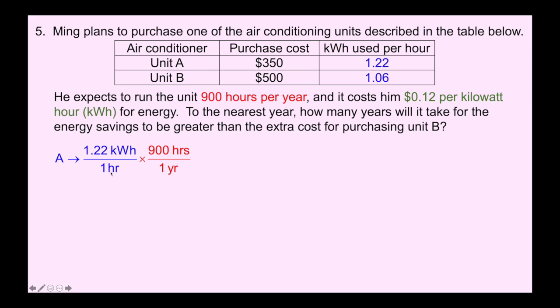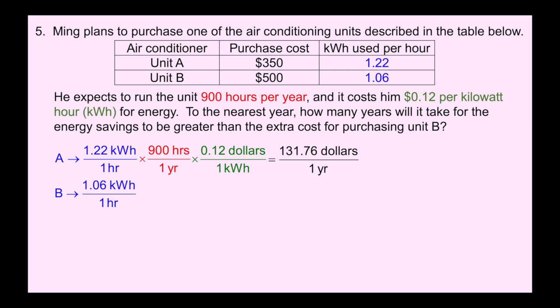Again, that's going to cancel this unit. And then from there, I want to cancel out the kWh as well. And we're told that it's 12 cents per kilowatt hour. So I can put the 0.12 in the numerator, and then that's per 1 kWh. Again, that's going to cancel out my kWh's. So if I calculate that out, I'm multiplying 1.22 times 900 times 0.12, it's going to give me $131.76 per year. For B, we'll do the same thing.